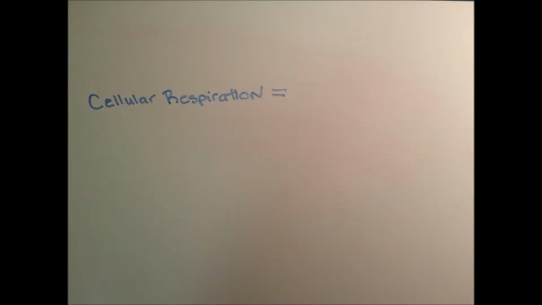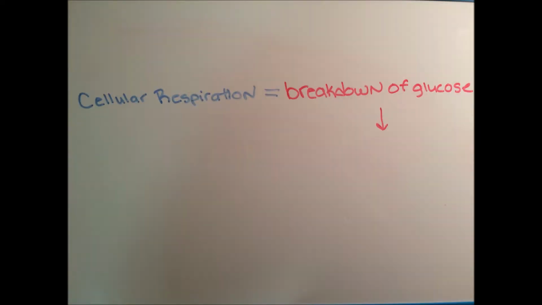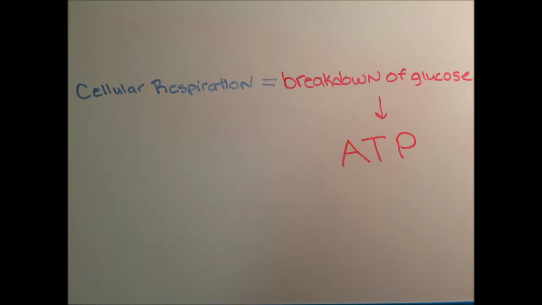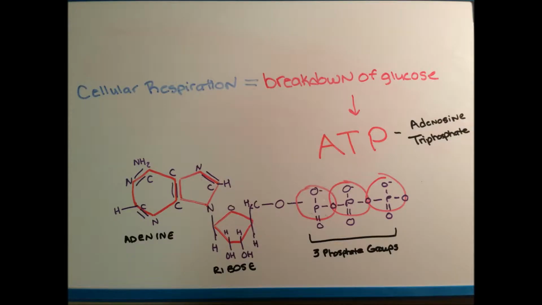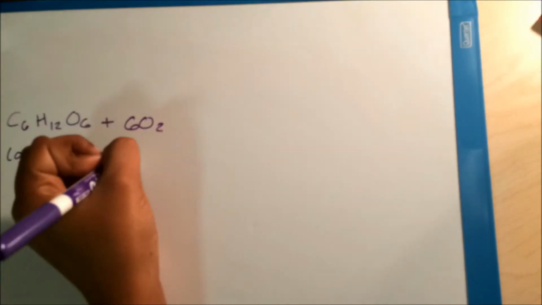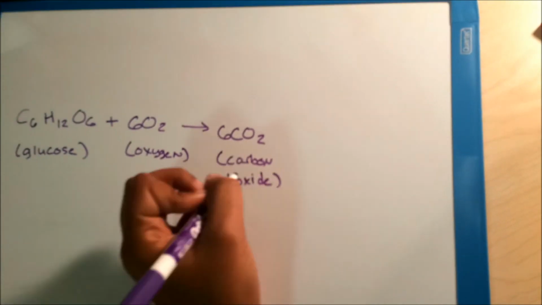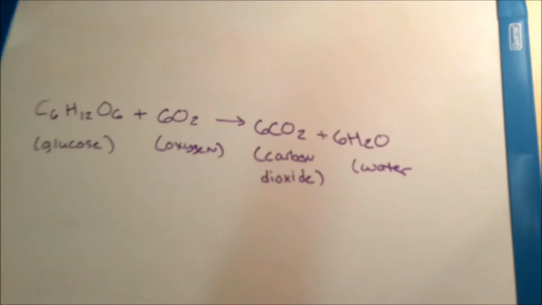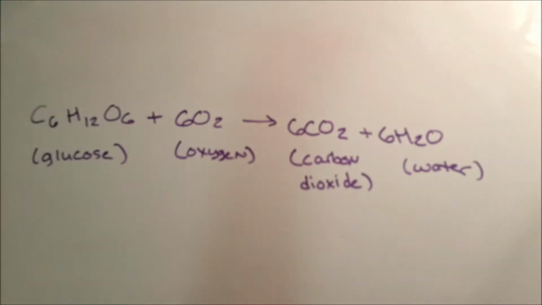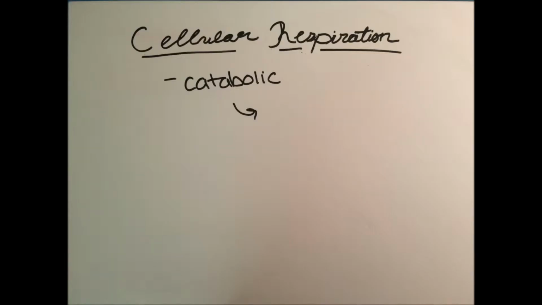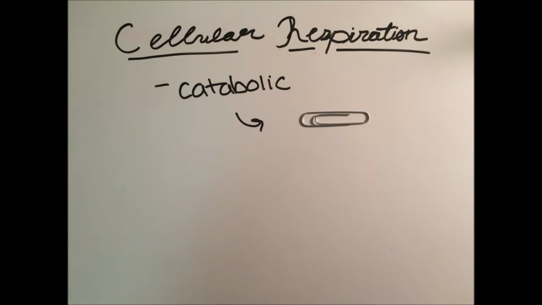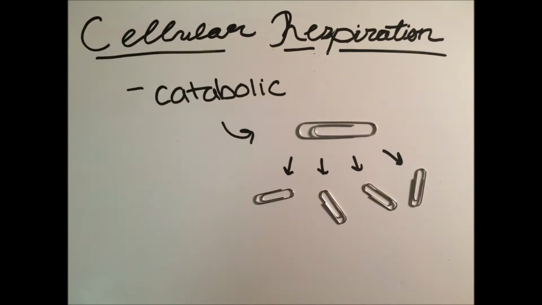Cellular respiration is the complete breakdown of a glucose molecule in order to produce the energy molecule adenosine triphosphate, or ATP. This reaction can be written as the addition of glucose and oxygen to form carbon dioxide and water. Cellular respiration is a catabolic reaction, or a reaction in which large molecules are broken down into smaller ones.